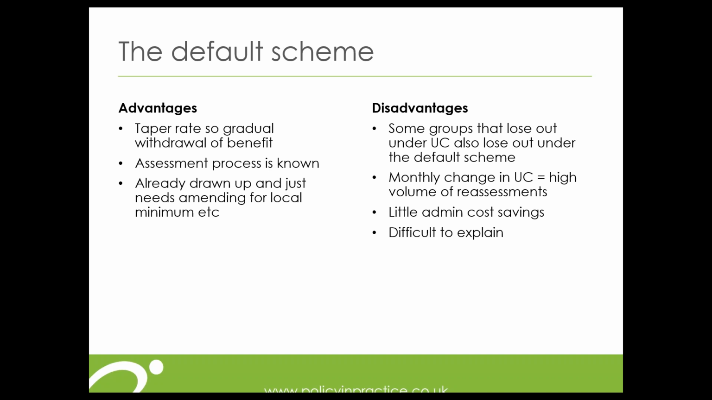The disadvantages we've covered: some groups lose out. The monthly change in universal credit could lead to a high volume of reassessments, and I think this is really exercising minds. The admin cost savings, which we saw was a high priority, won't be made. Your admin costs will be much the same. And anyone who's worked in this field for a long time knows it's a difficult scheme to explain to the public.